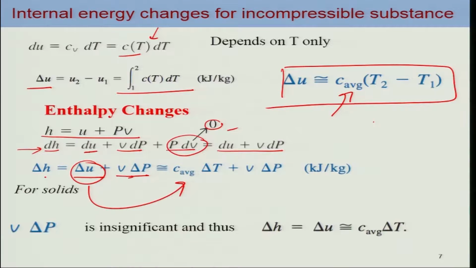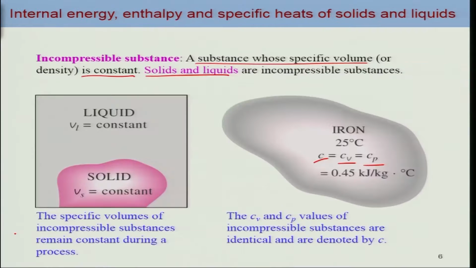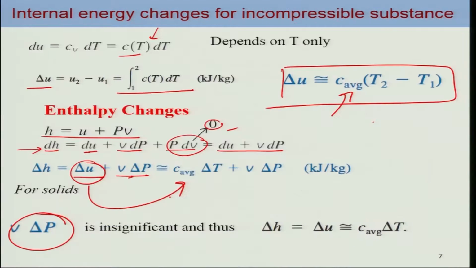For a solid it turns out that this term is extremely small. This is the specific volume, which typically is very small. This was also illustrated here. So this is typically very small, thus your delta H is simply your C average delta T. But this term need not be very small for liquids.